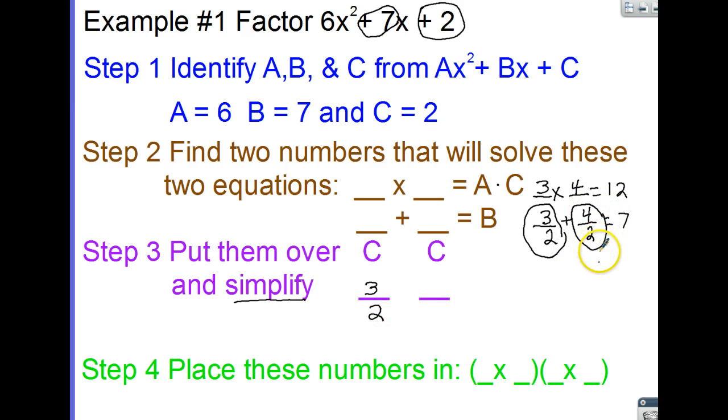4 over 2 would simplify to be just the number 2, but for our purpose, we don't want to take that any further than 2 over 1 because I need a top and a bottom number. So anytime it works out to be a whole number, we'll leave it as itself over 1.